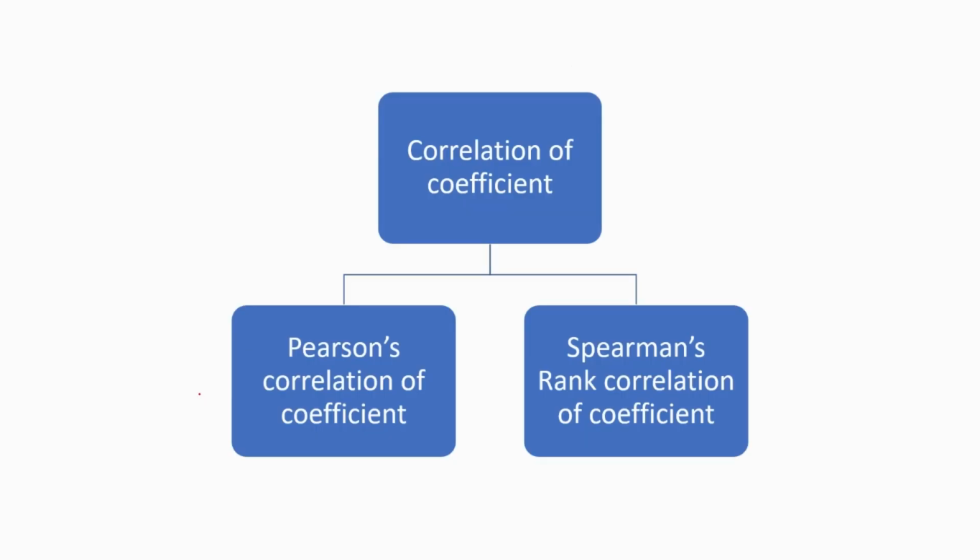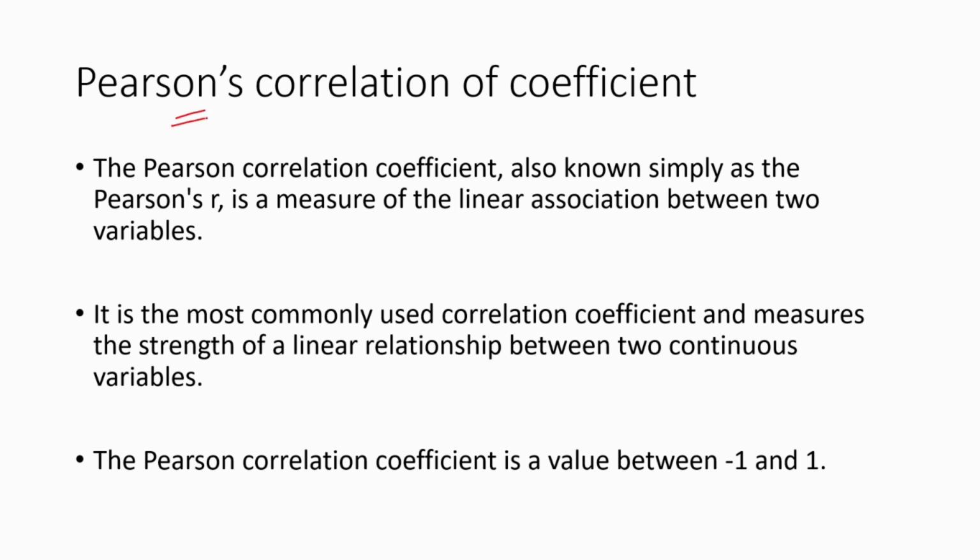We can measure the correlation coefficient between two variables using two methods. The first method is Pearson's correlation coefficient. The second method is Spearman's rank correlation coefficient, also known as the rank correlation. Now let's discuss Pearson's correlation coefficient first.